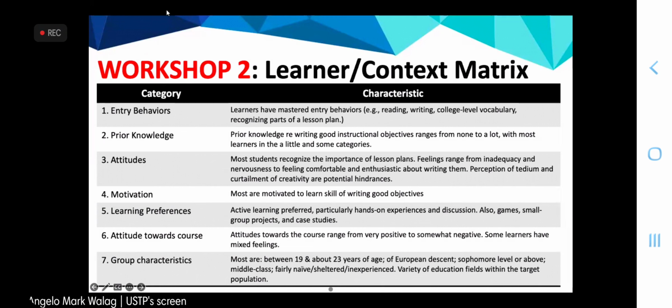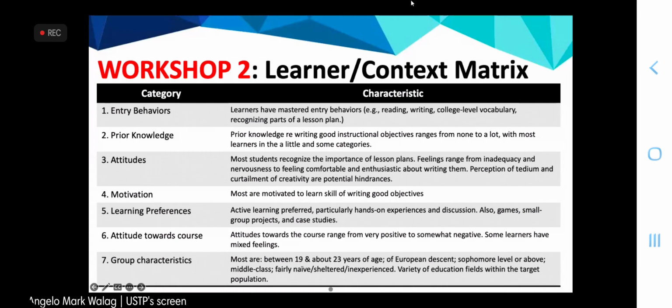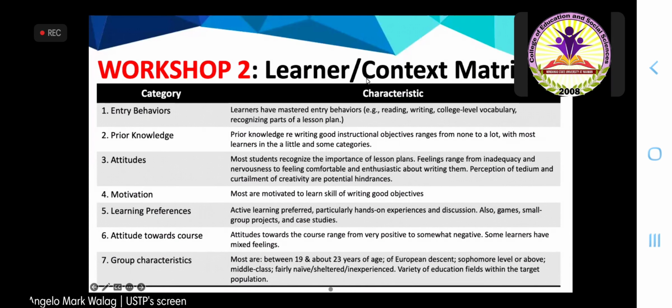Sharing or presentation of our output. And then participants, I would like to share permission, allow you to present your PowerPoint or any file document that you would like to share.